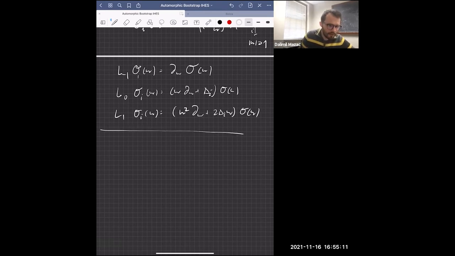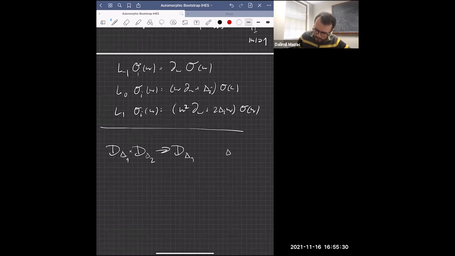Okay, now one can also describe the OPE. Suppose we take an OPE of two discrete series representations. Now, it turns out that the only thing that this can map into is a discrete series representation. So it's also lowest weight, and there's a lower bound on Delta_3, which is Delta_1 plus Delta_2.